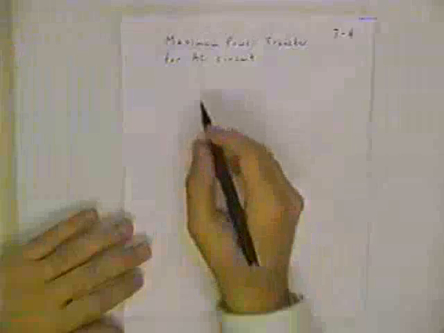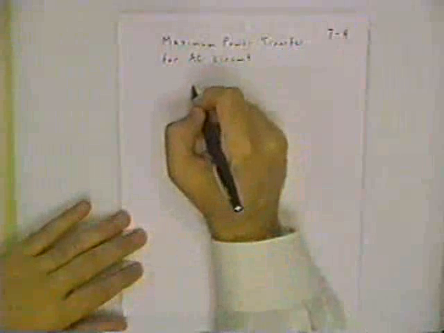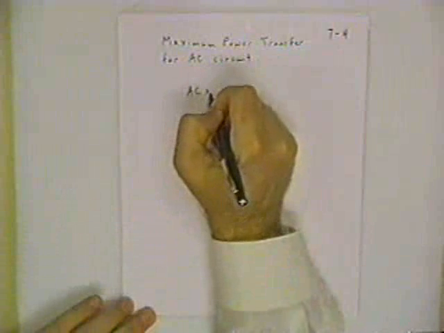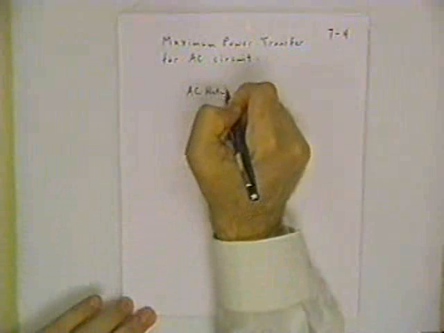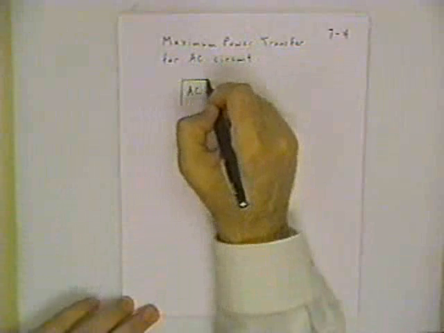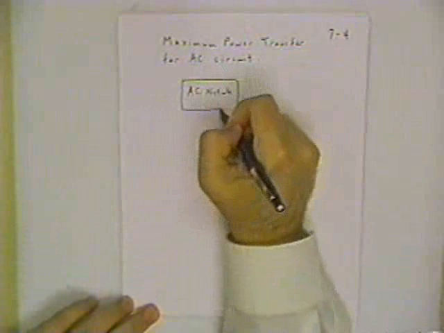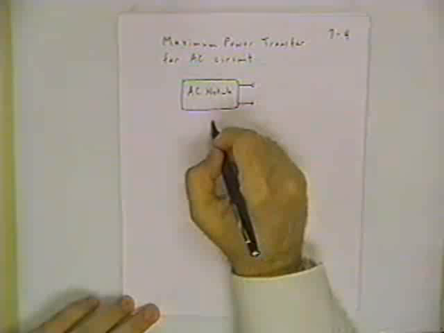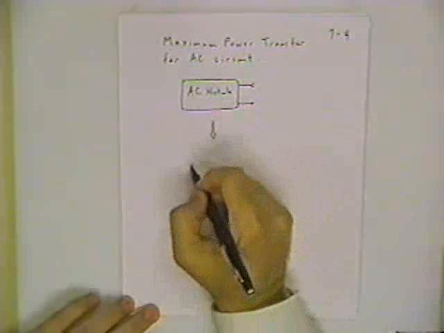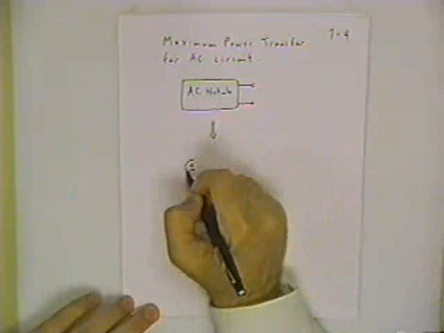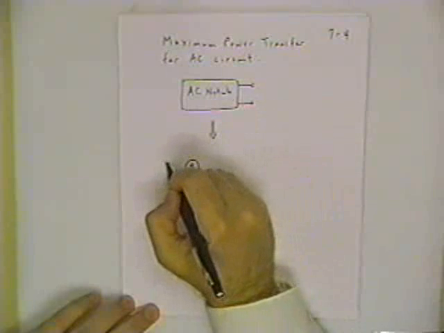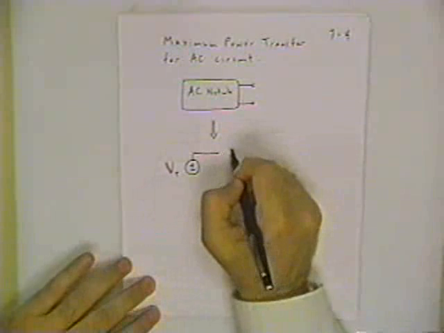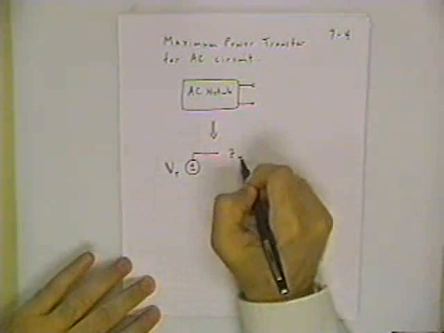I mentioned that Thevenin equivalent applies to AC circuits. And so if we have an AC active network, and we have an open connection to that network, what we can do is come up with an equivalent V Thevenin phasor and an equivalent Thevenin impedance. It's Z Thevenin.